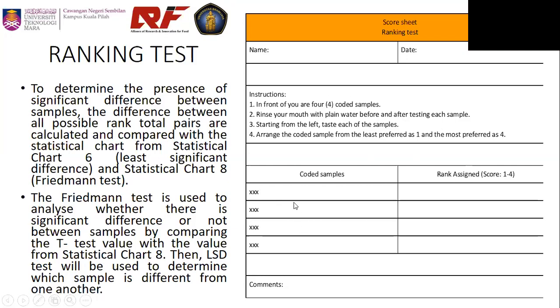Okay, so if you look here, we have 4 samples altogether, and all the samples must be labeled with a 3-digit coded number. So in front of you, there are 4 coded samples. Rinse your mouth with plain water before and after testing each sample. And then you are asked to test the samples from the left, and arrange the coded samples from the least preferred, which is 1, to the most preferred, which is 4. Okay, so after testing the samples, the panelists will give a rank of which one they prefer.